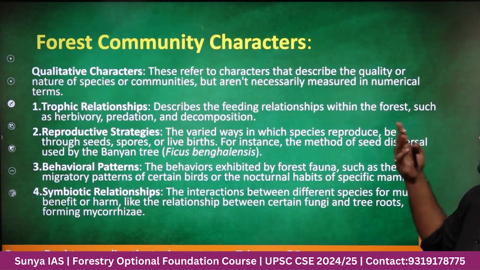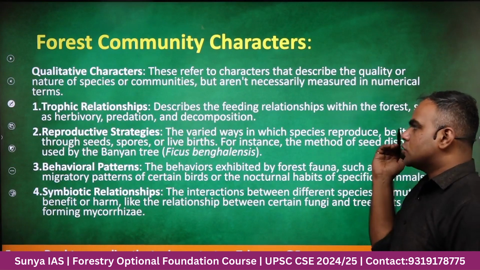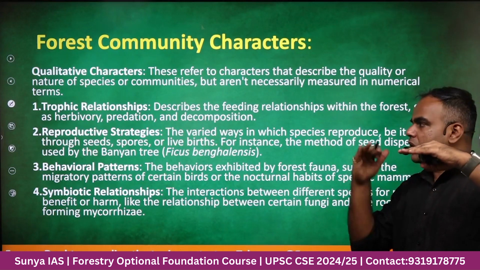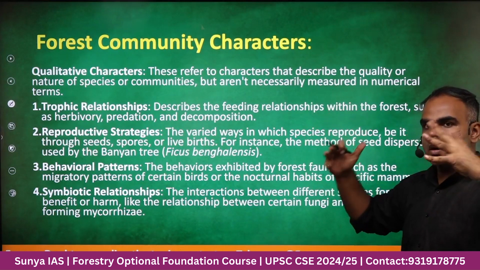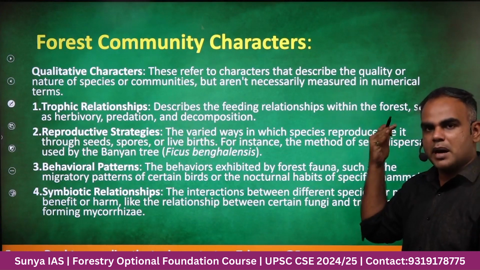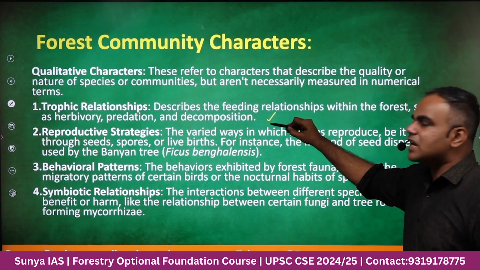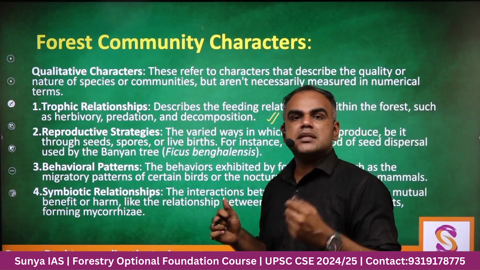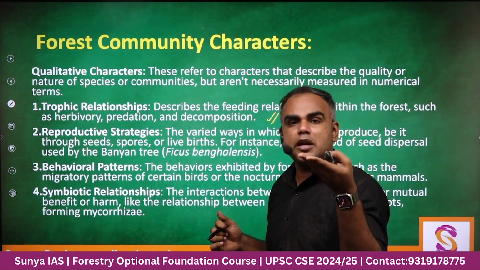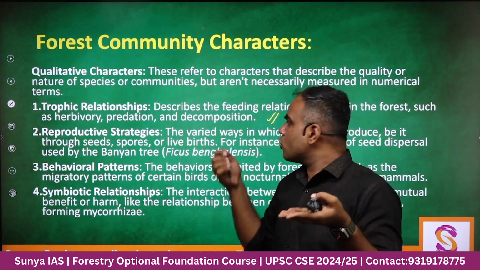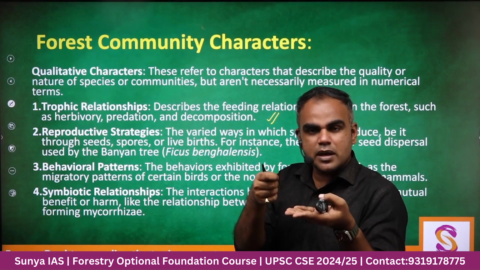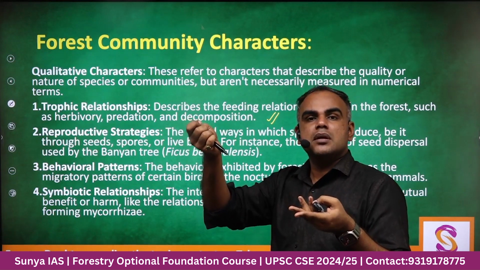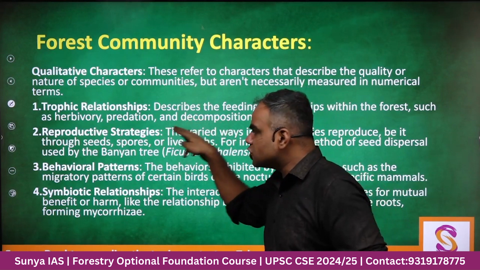Then you have quality. Trophic relationships: whatever is the relation between the herbivores, predators and decomposers, all three components of the biotic, that is the trophic relationship. This can vary as per ecosystem. In terrestrial ecosystems, detritus dominates more, so you can think about that. Similarly, in aquatic ecosystems you have a lot of plankton, and there the relationship might be different.